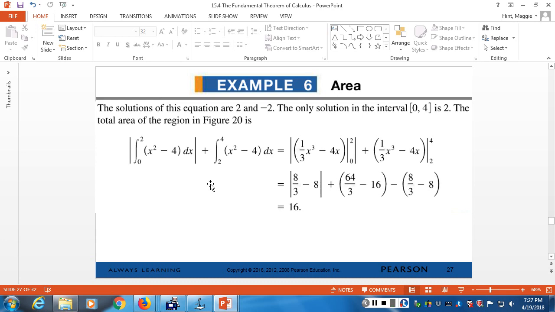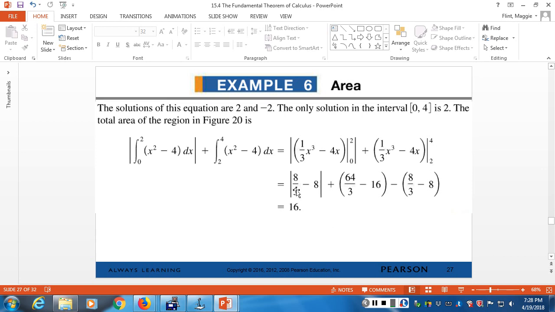So what we would have to do is what it shows us to do here. Integrate x squared minus 4 from 0 to 2. And since the integral of x squared minus 4 is 1/3 times x cubed minus 4x, then we would evaluate that at 0 and at 2, and that comes out to be 8/3 minus 8, which is a negative number, so we change it to a positive number. And then add that to the same integral, 1/3 x cubed minus 4x, but plug in 4, and plug in 2, and do that subtraction.